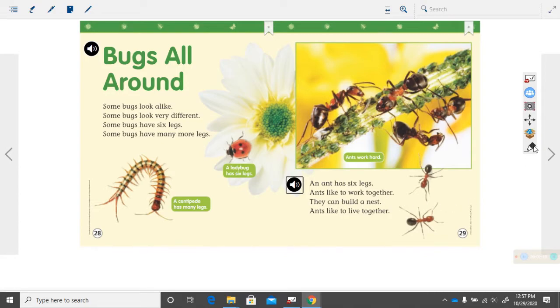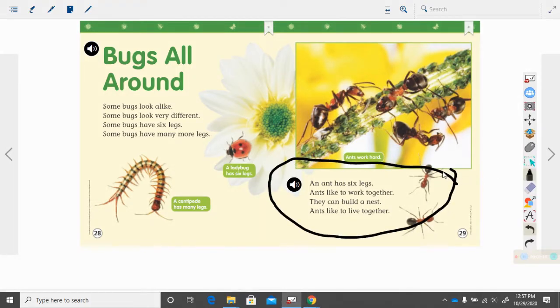So look on this page right over here, and we are going to look for some of our sight words, our high frequency words. Can you find the word like on this page and put your finger on it? Can you find the word like? Right here is the word like. Ants like to work together.